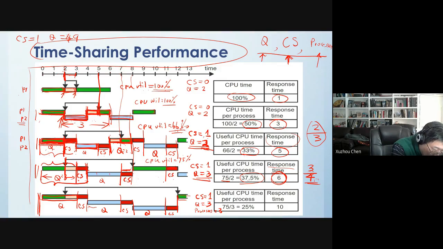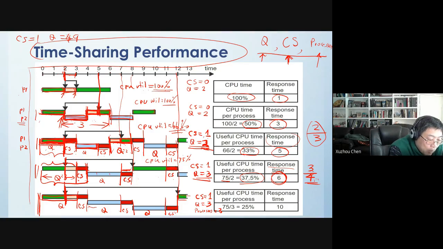Okay. Now let's take a look at the response time. Of course, the response time can be longer because you have more processes, right? So you request the CPU at time 2, and you get the CPU at time 12, because you have 2 processes in between, plus the context switching time.